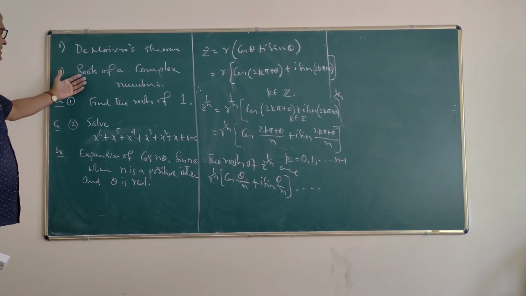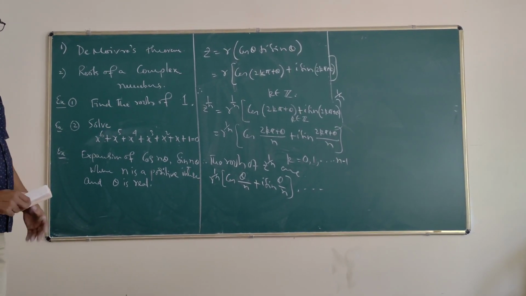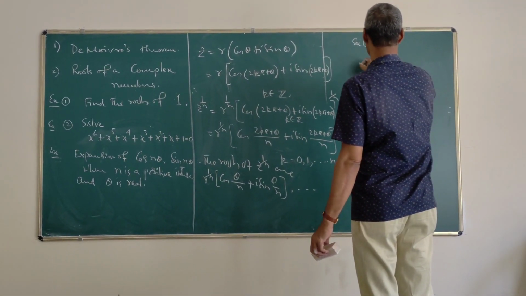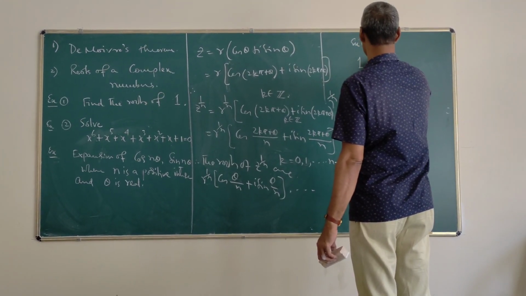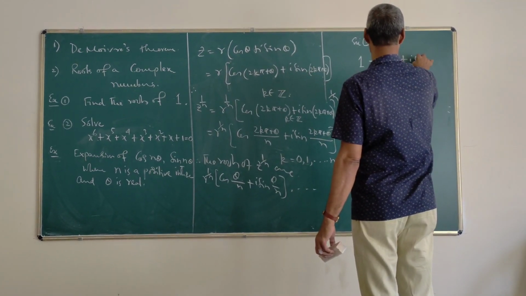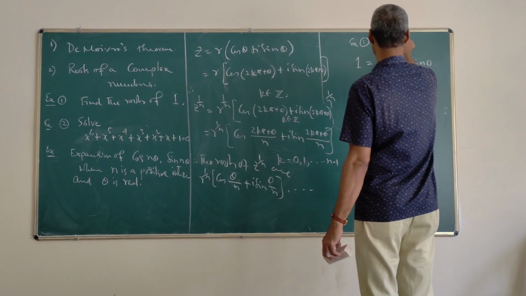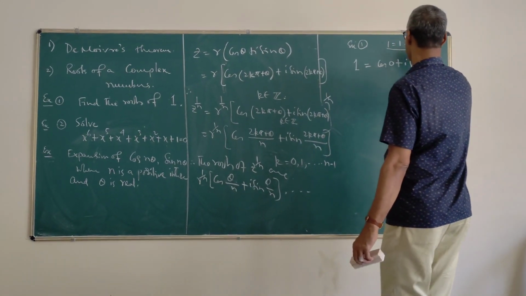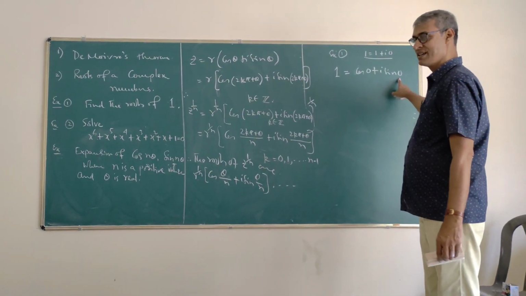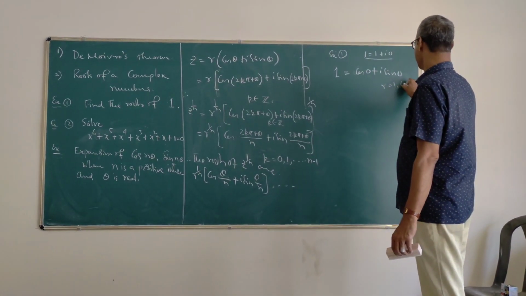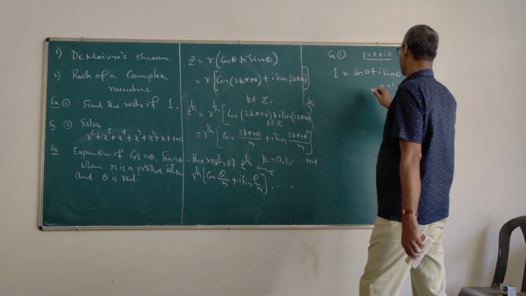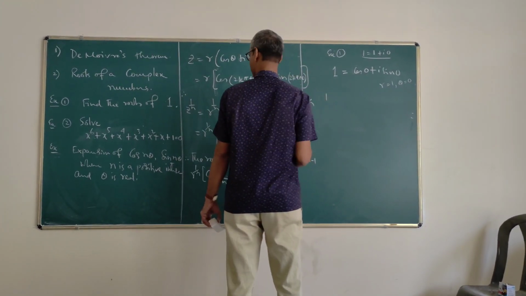Now we apply this method to find the roots of 1. You can express 1 in polar form. Now 1 can be written as 1 plus i0. So if we express 1 in polar form, what is r? r is 1, and theta will be 0, the principal value.